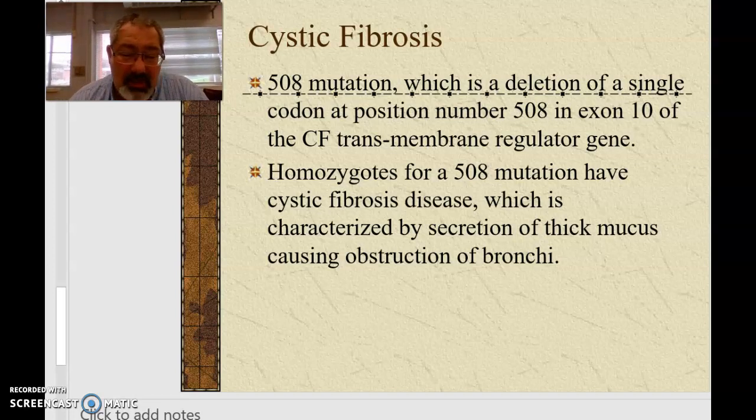A second example of a point mutation is cystic fibrosis. It is the result of a deletion of a codon that has an effect on a transmembrane regulator protein that's involved in the functioning of cilia. So cilia are important in the removal of mucus from the bronchial tubes, and without proper functioning of the cilia, thick deposits of mucus can develop. And let's see about this on the next slide.